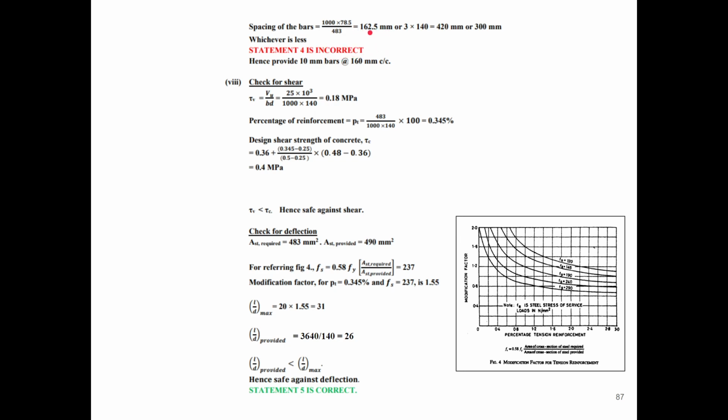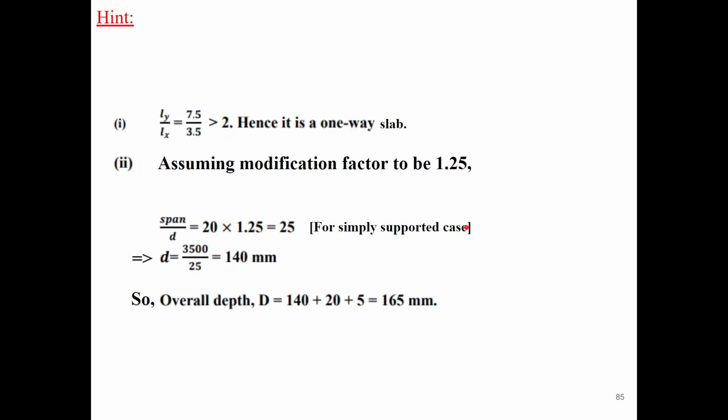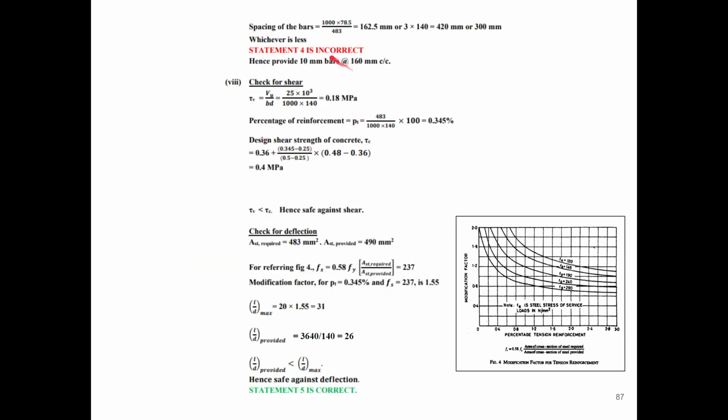So the spacing should be the minimum of 162.5, 3D that is 3 into 140 which is 420, and 300. That means 162.5, whichever is less. So we round off to the nearest 10. Hence we have to provide 10 mm bars at 160 center to center, and here it is wrong, because it is written shall not be more than 300, but it should be not more than 162.5 or 160. So 4 is incorrect.